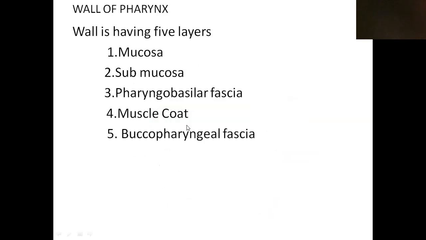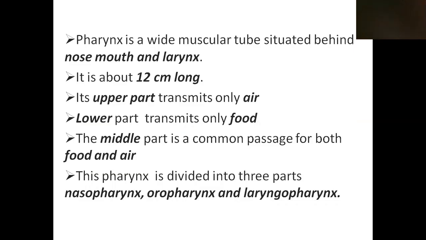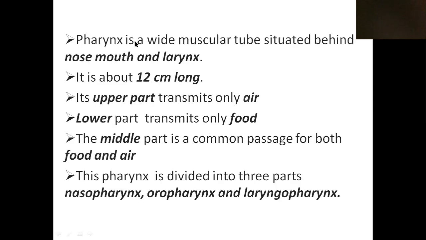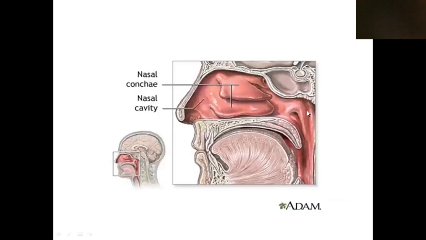So these are some of the features of the pharynx. Let's go through the pharynx. What is meant by pharynx? It is a muscular tube seen behind the nasal cavity, oral cavity, and larynx. Then three parts: nasopharynx, oropharynx, and laryngopharynx. Then features of the nasopharynx, features of the oropharynx, features of the laryngopharynx. Then the wall of the pharynx, mainly the muscle layer of the pharynx, then arterial supply, nerve supply, and lymphatic drainage. The remaining details you have to read from your textbook.